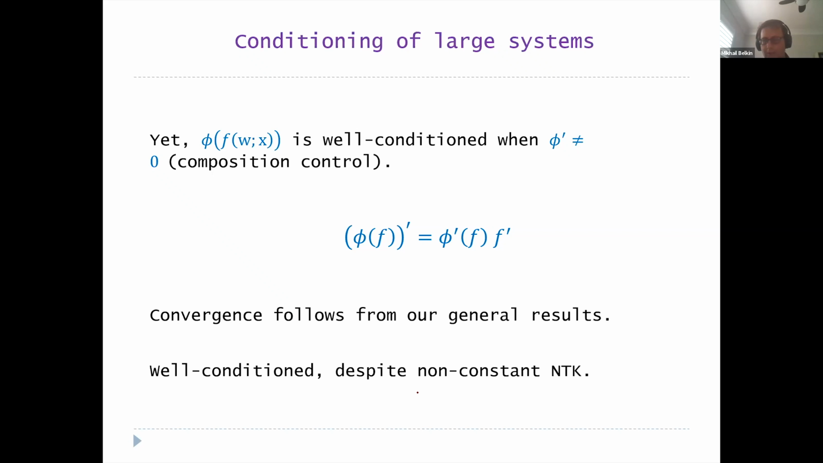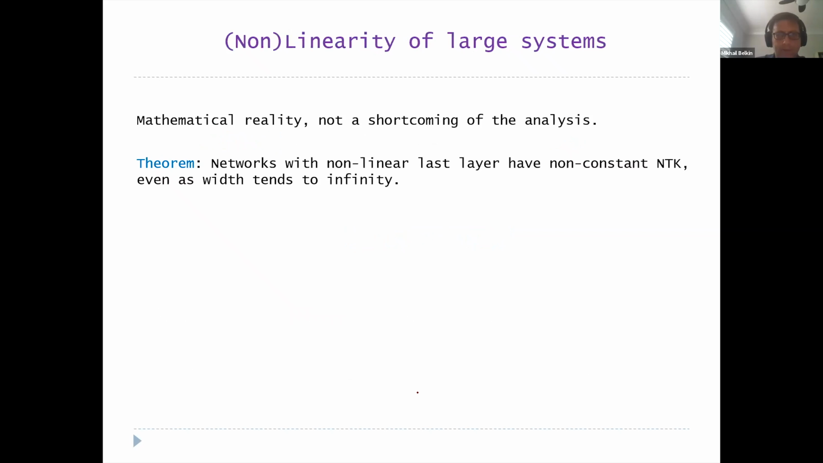So what this shows is that having constant NTK is really not necessary. It's not a general condition of linear systems, and it's really not necessary for convergence. It's really PL. It's really not constant NTK. And let me demonstrate this sort of numerically.